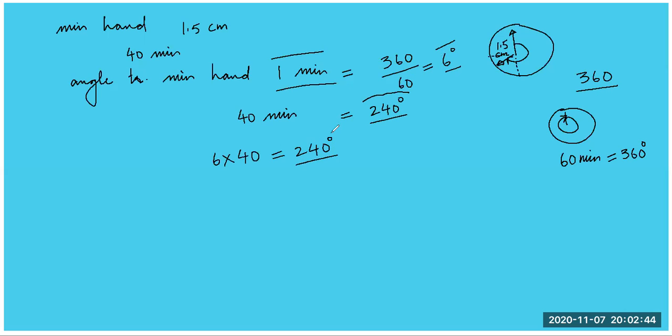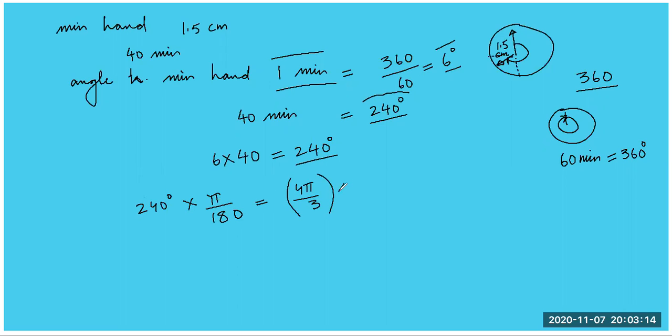Students, have you understood? Yes, sir. Correct. Now, how can we convert 240 degree into radians? Simply multiply by pi by 180, because 180 degree is equal to pi radian. Correct. So it will be equal to 4 pi by 3 radians.